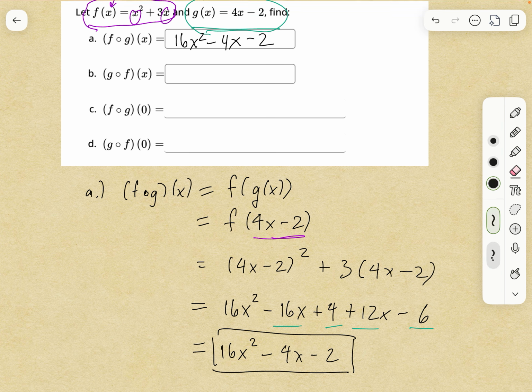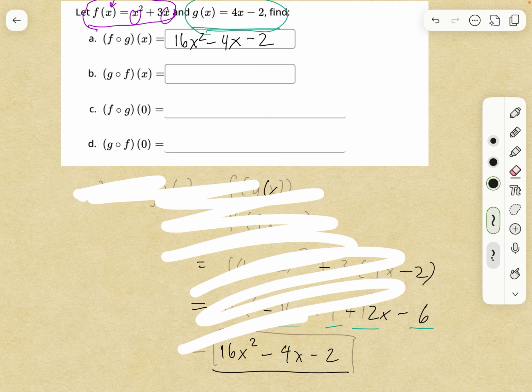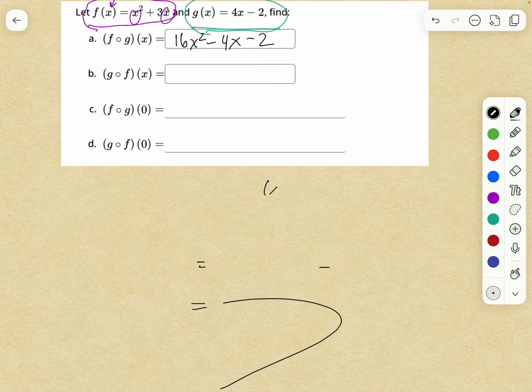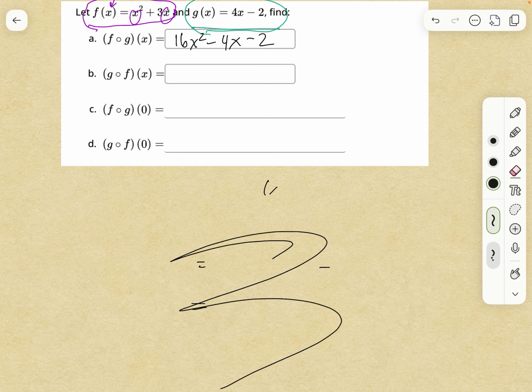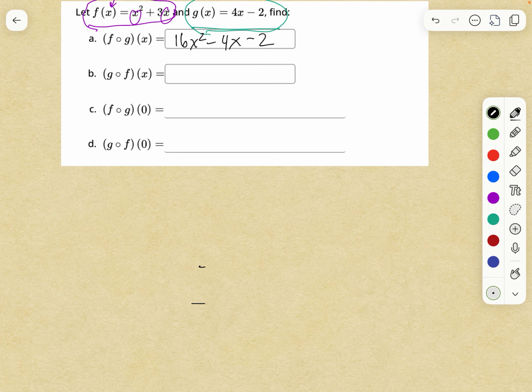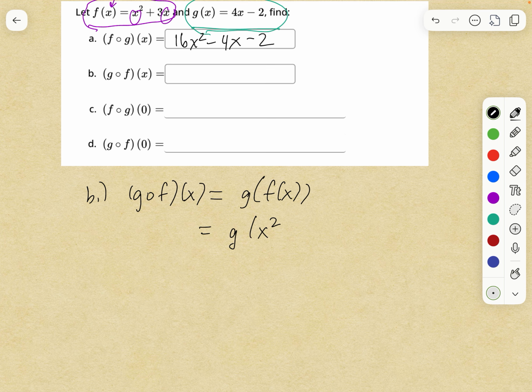Okay, now we have to do part B. Well, part B is pretty much the same idea as part A. It's just that you do g of f of x instead. So for part B, we want g of f of x, and f of x is x squared plus 3x. So I'm looking for g of x squared plus 3x. And then I do the same thing.